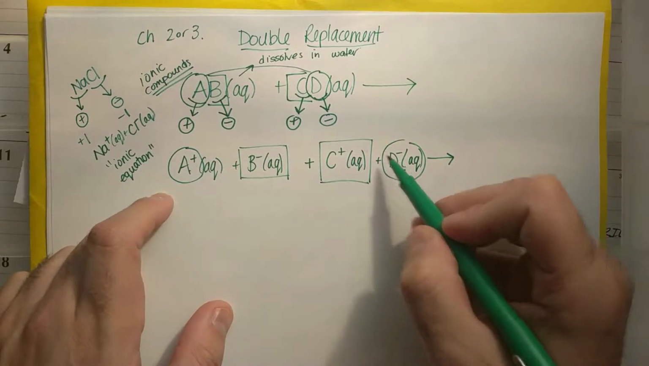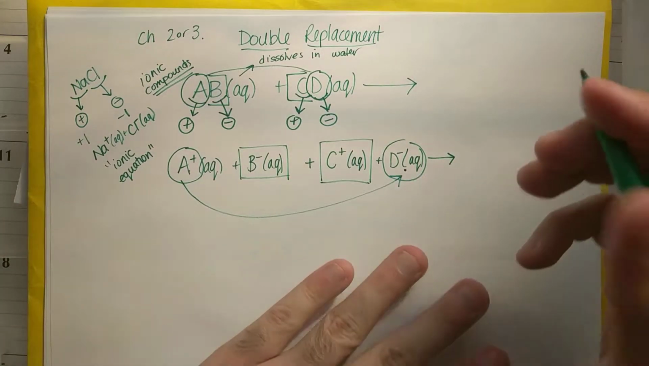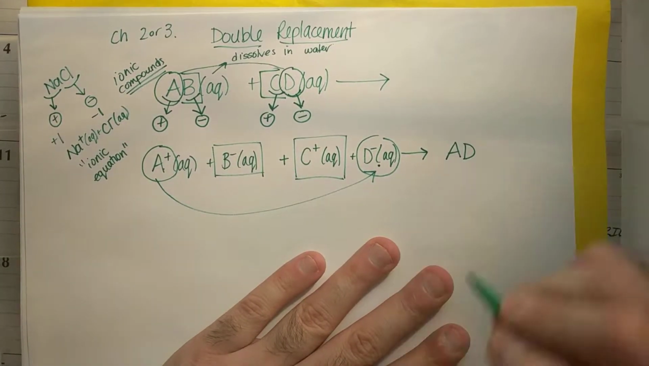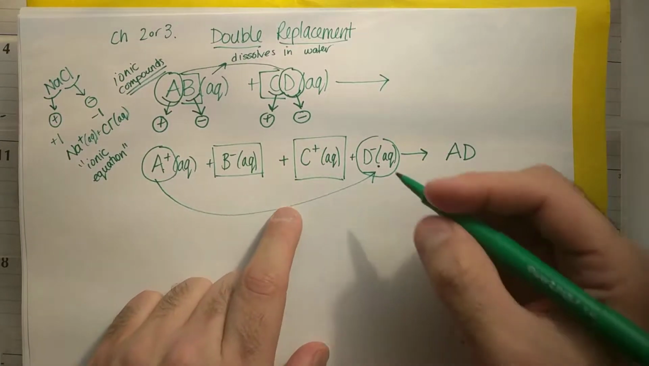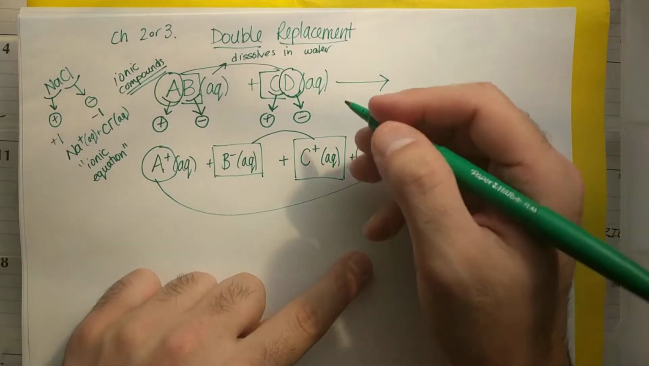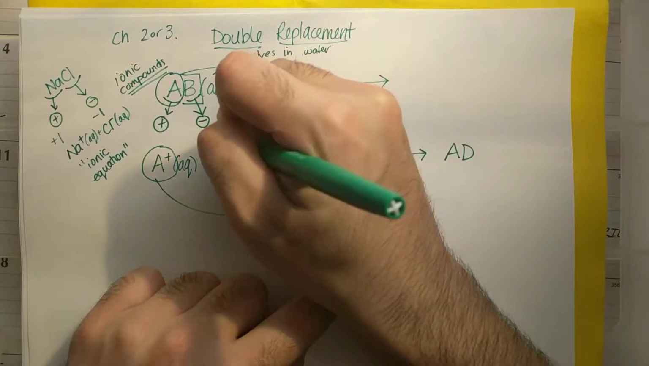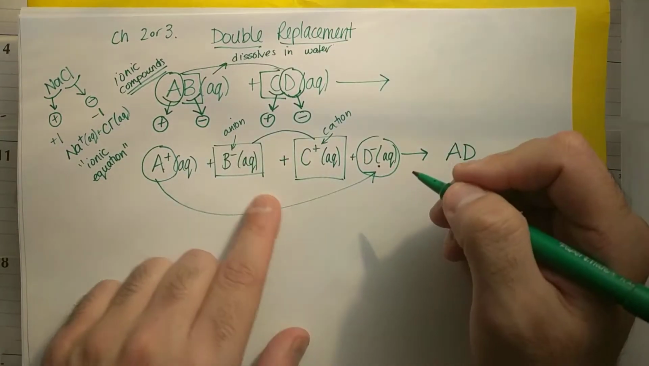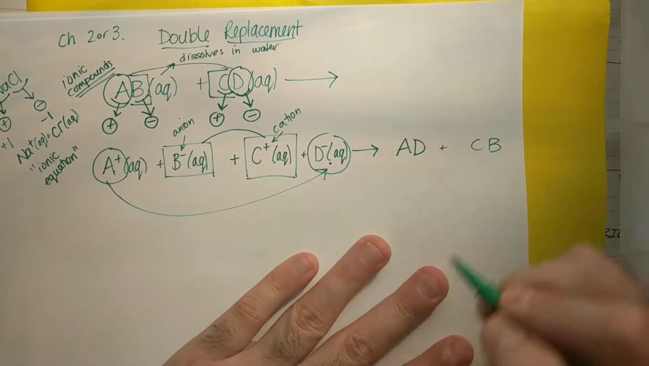This has a negative ion and this has a positive ion, so the two of them come together and I get AD. Then B and C are attracted to each other, because one's a positive ion and one's a negative ion. By the way, a positive ion is known as a cation and a negative ion is known as an anion. The positive and the negative come together, and I'll get CB.